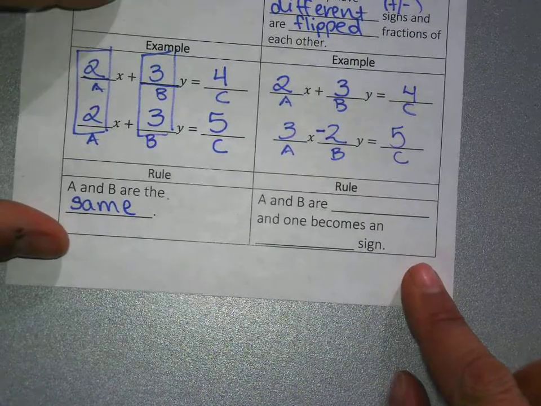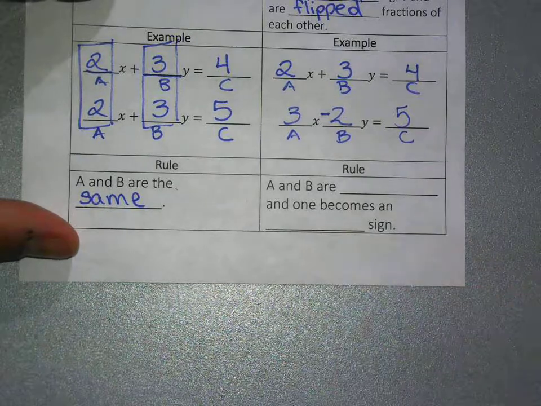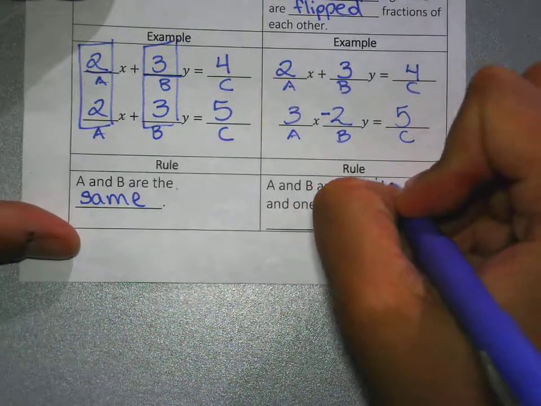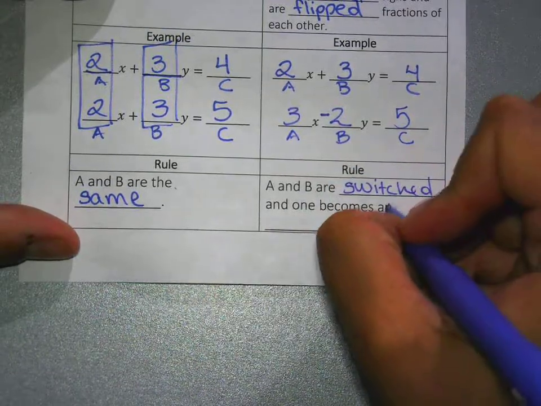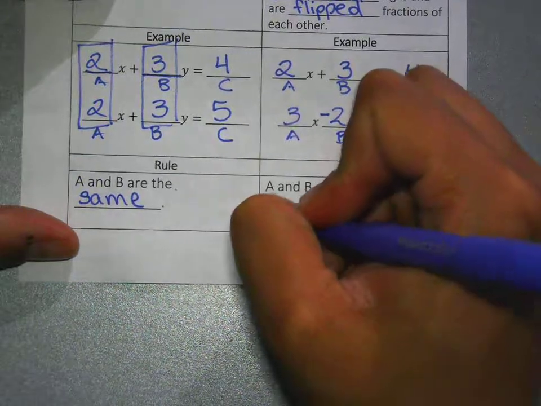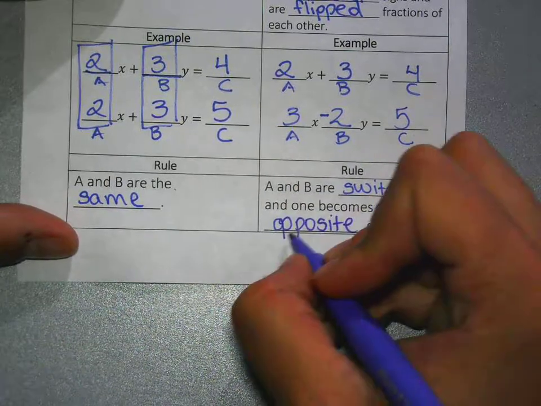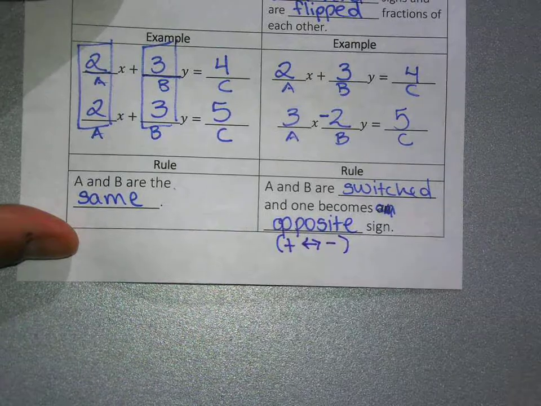So the rule for perpendicular lines in standard form: A and B are switched, and one becomes an opposite sign. So again, that just means one of them has to go from positive to negative or negative to positive.